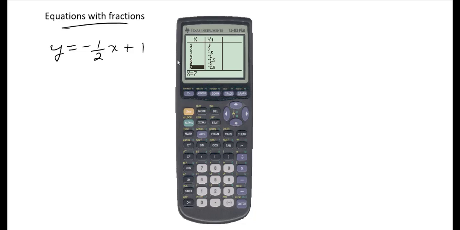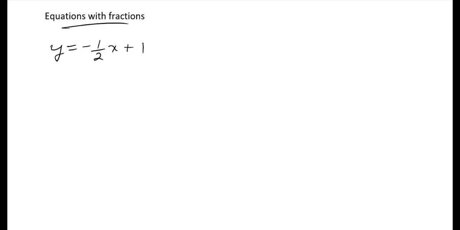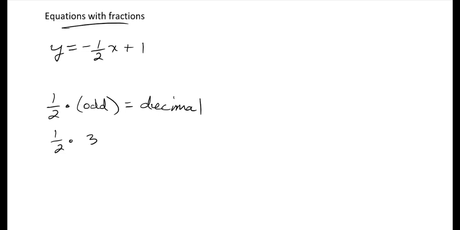What's going on? So whatever x value you insert into this x, it's going to multiply to 1/2. When you take 1/2 and multiply it to an odd number, you're going to get some kind of decimal number. So for instance, 1/2 times 3, I get 1.5. 1/2 times 5, I'm getting 2.5. So this always happens when you take 1/2 and multiply to an odd number. You're going to get some kind of decimal as a result.